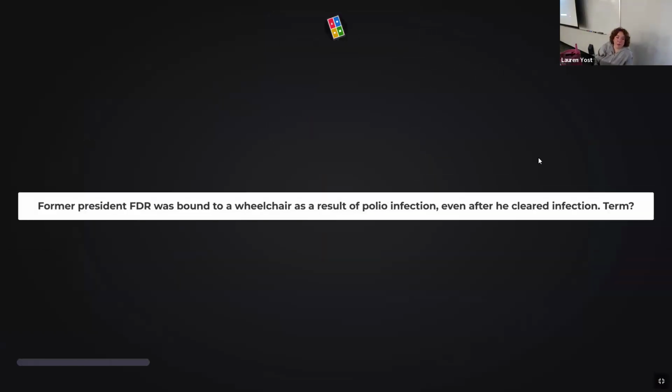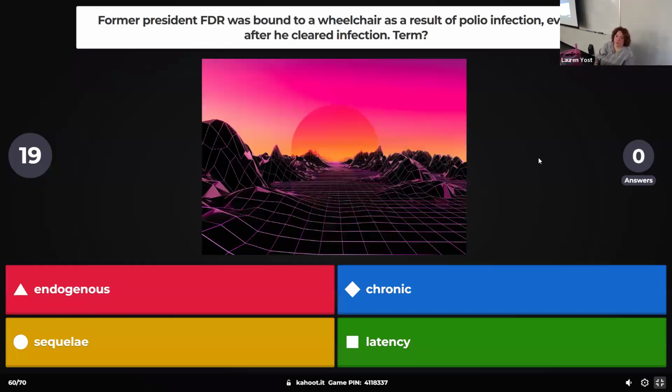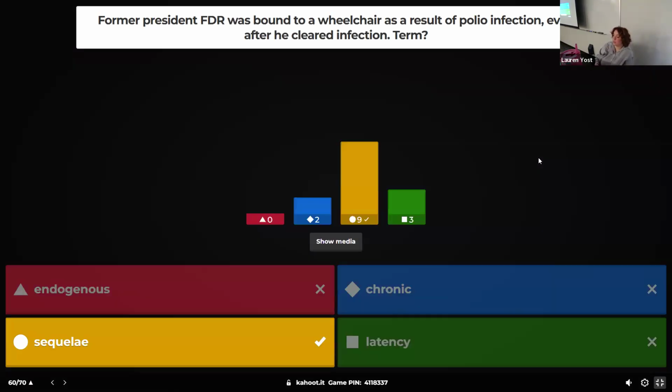All right, next. Former President FDR was bound to a wheelchair as a result of polio infection, even after he cleared the infection. What is the term for this situation? So we're confirming that he no longer has the pathogen, but he's still got effects of having had it in the past. The term for this is sequelae. Good job. So it's the sequel of having the illness. It's a continuation of effects of the illness.